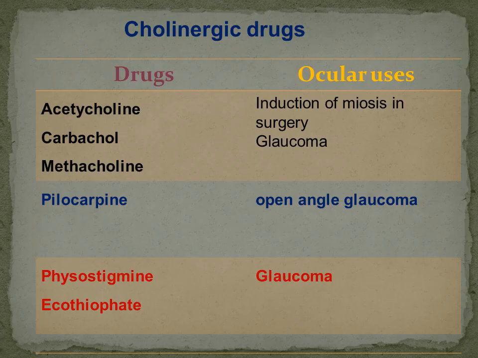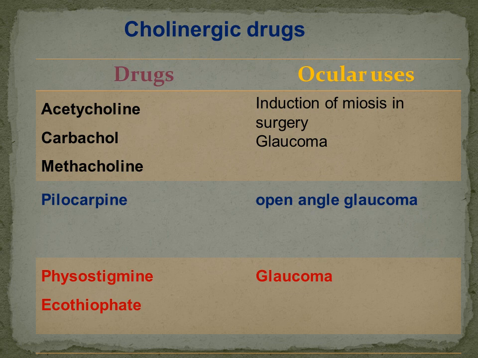Cholinergic drugs. Drugs and ocular uses. There are many drugs and their uses on the eye. The first group, acetylcholine, carbachol, methacholine, used in the induction of miosis in surgery and glaucoma. Second group, pilocarpine, used in open-angle glaucoma. Third one, physostigmine and ecothiopate, used in glaucoma.